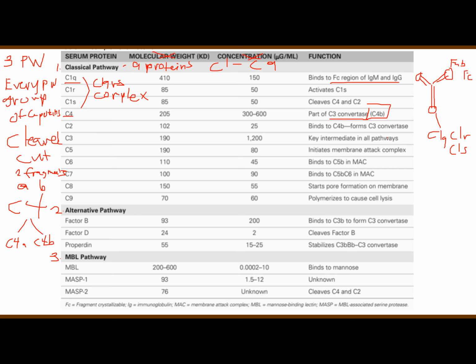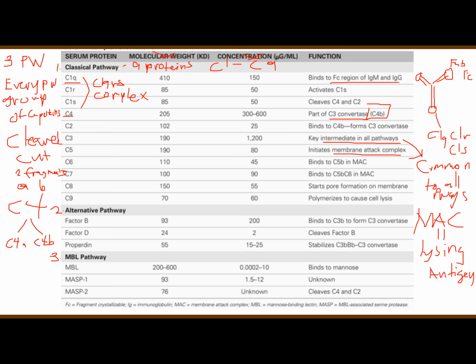And for the C3, this is the key intermediate in all pathways. Now when you say key intermediate in all pathways, it is the one that is common to all pathways, class. Then your C5 would initiate the so-called membrane attack complex. Now, the membrane attack complex is also known as your MAC. And the MAC, class, is responsible for lysing the pathogen or the antigen. So later, I will again explain that in the coming slide.